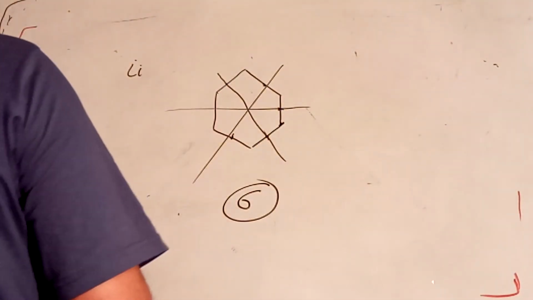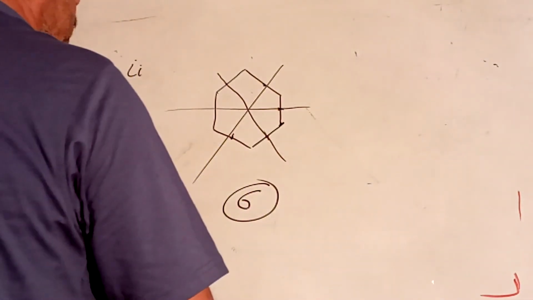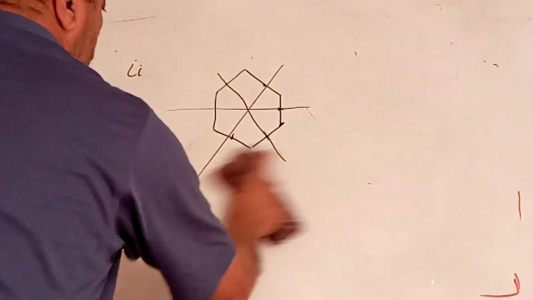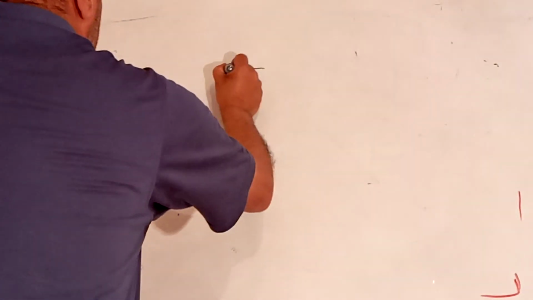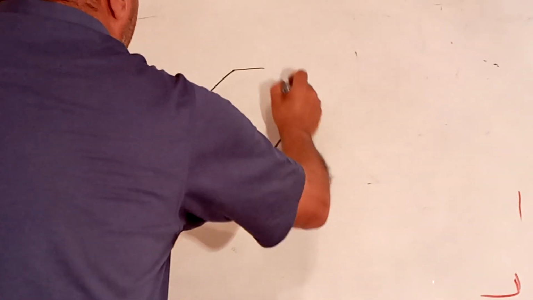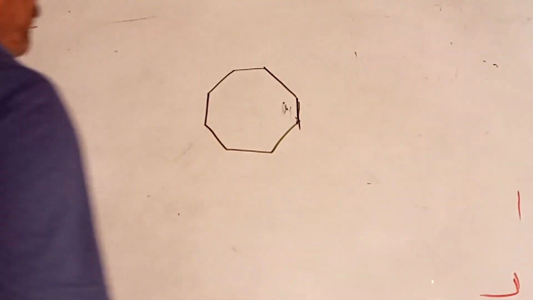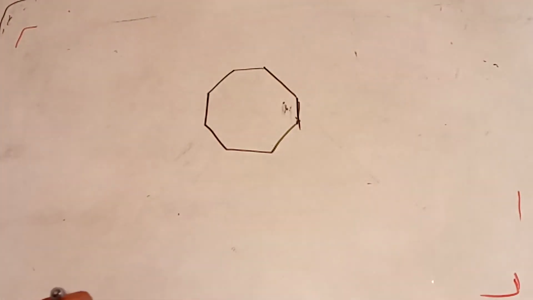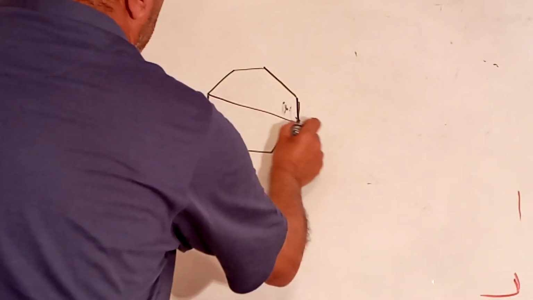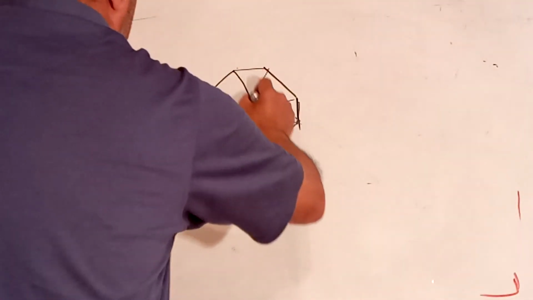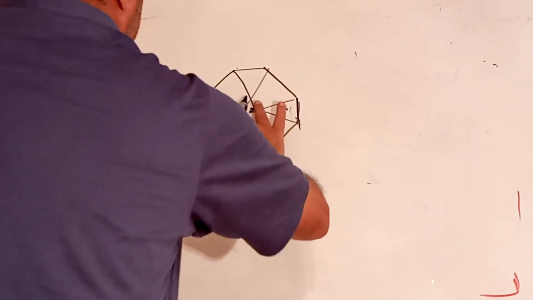Let me go to the other one, which is the octagon. Octagon has 8 sides. Take a look at it, please. Let's do the octagon. It has 8 sides. So this is 1, 2, 3, 4, 5, 6, 7, and 8. If this one is to be looked at, this will go like this, and this will go like this, this will go like this, and this will go like this. See the center here?